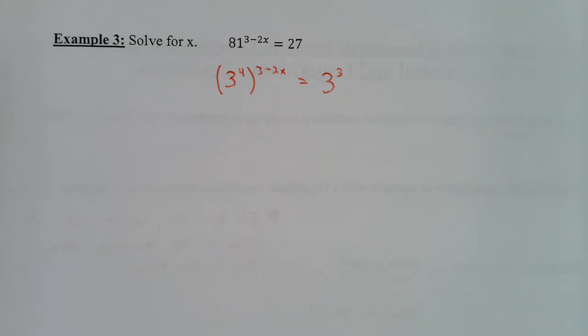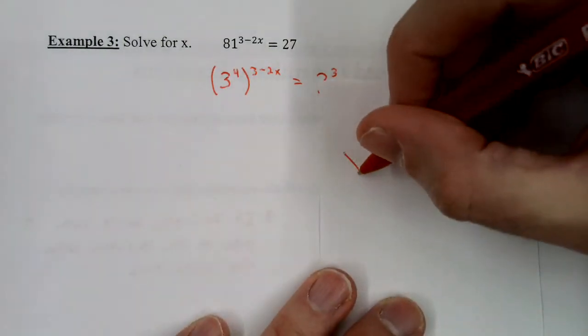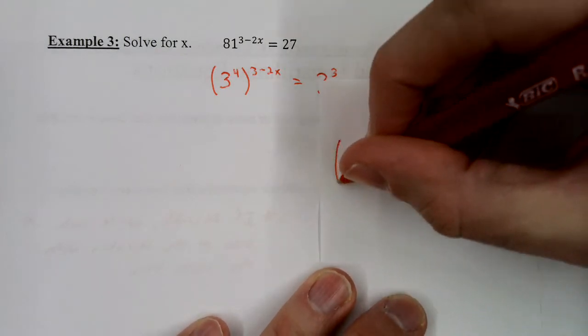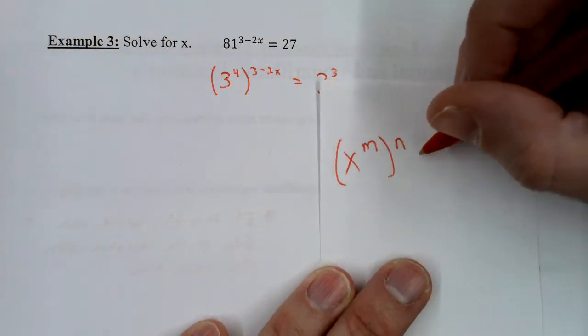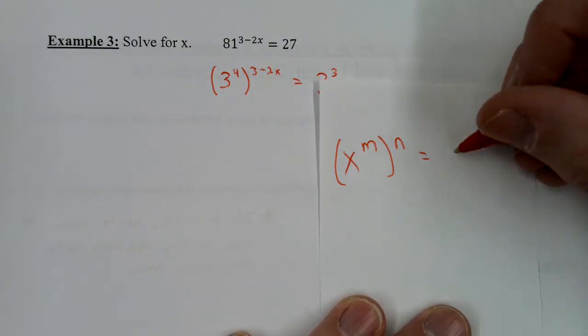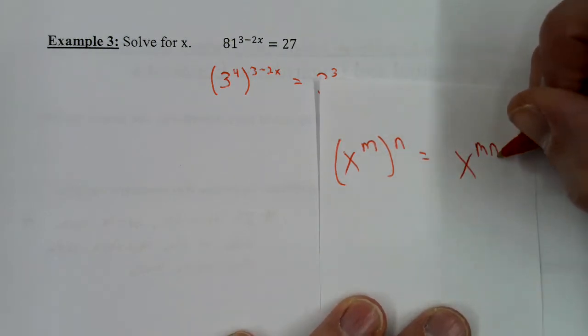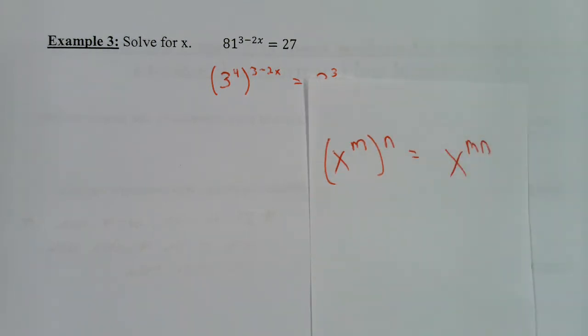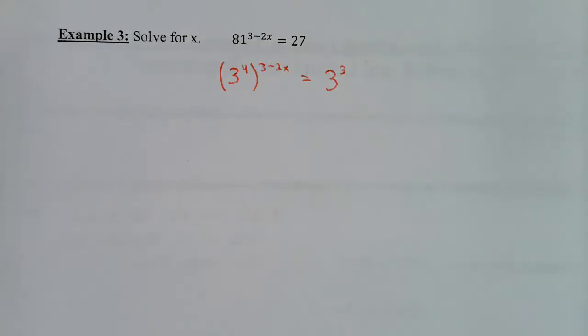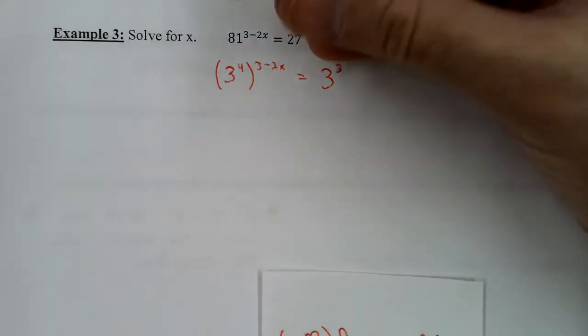We're going to use a property that we learned earlier in this class. Remember, if I have x to the mth power raised to the nth power, that equals x to the m times n power. So when you have a power to a power, you multiply. Basically, we're going to multiply the 4 times the 3 minus 2x power, but you're going to have to distribute.